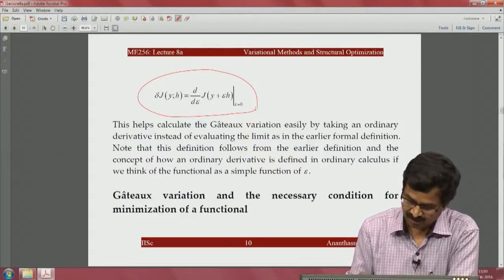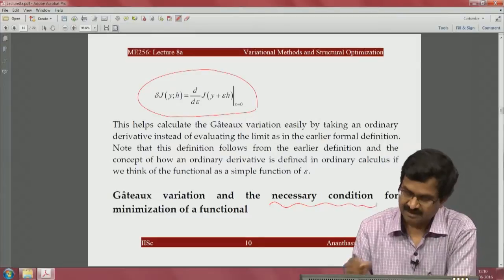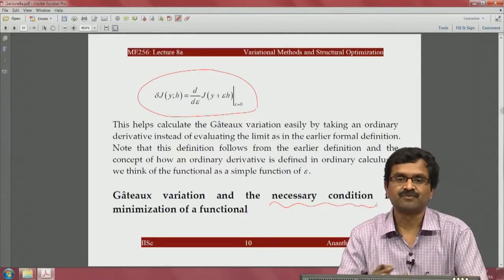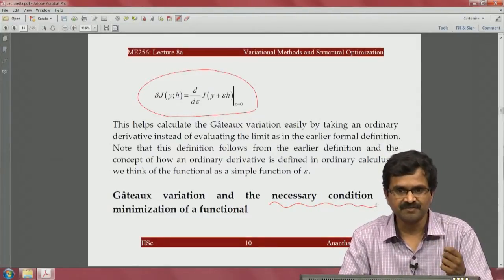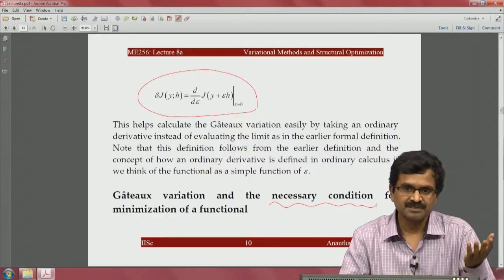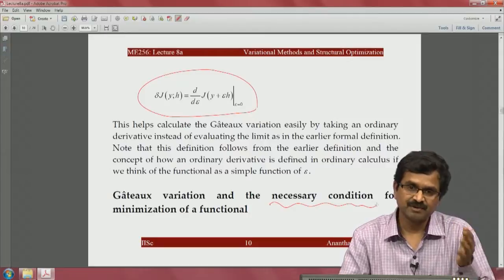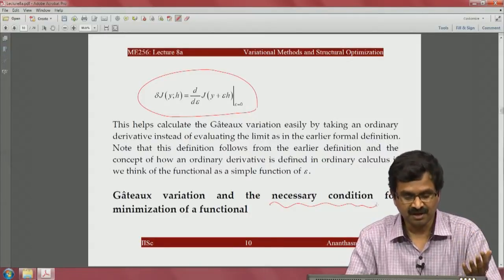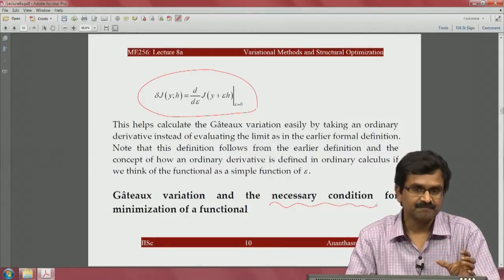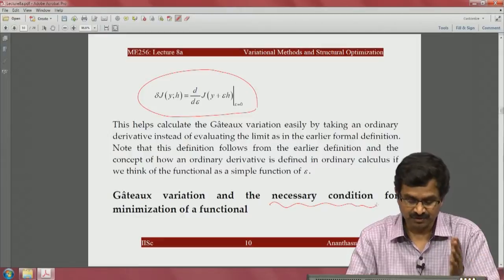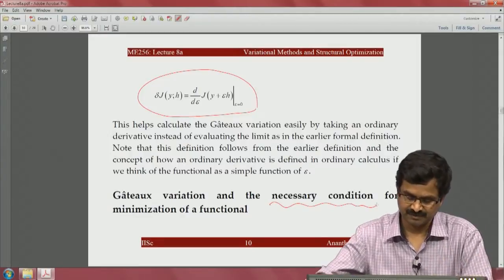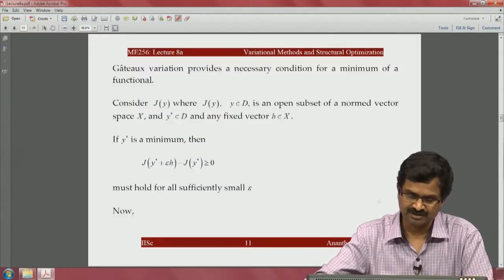Okay. Now, let us come to this necessary condition, that is what we are after. The moment we define derivative, we were able to establish the necessary condition for the function that depends on a single variable or multiple variables. Similarly, now for a functional which depends on function, now we establish the equivalent of derivative, which is the Gâteaux variation. So, we can establish necessary condition now, okay, for minimizing the functional.